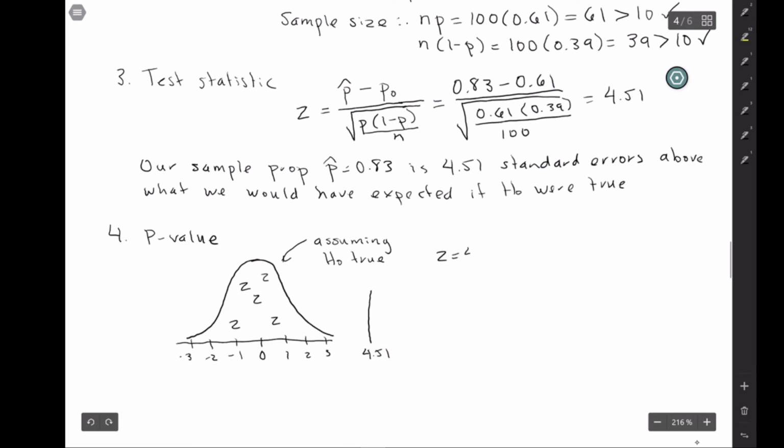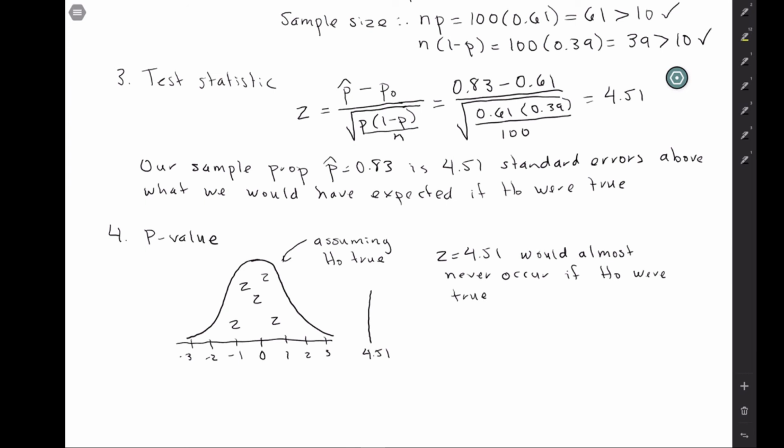So if we think about our z-statistic, a z of 4.51 would almost never occur if the null hypothesis were true. So in this one, we really don't even have to do the calculation because we know how the normal distribution works. We know that our p-value is going to be essentially 0 here.